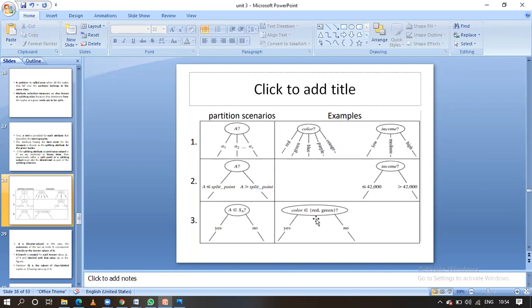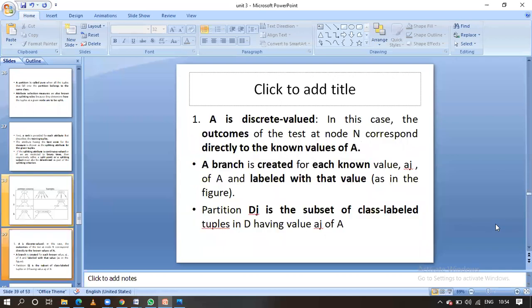Here the outcomes may be binary, that is either yes or no, true or false, like that. For suppose the color belongs to red or green, yes, that is one partition, and the other is another partition. Explanation for the first one.